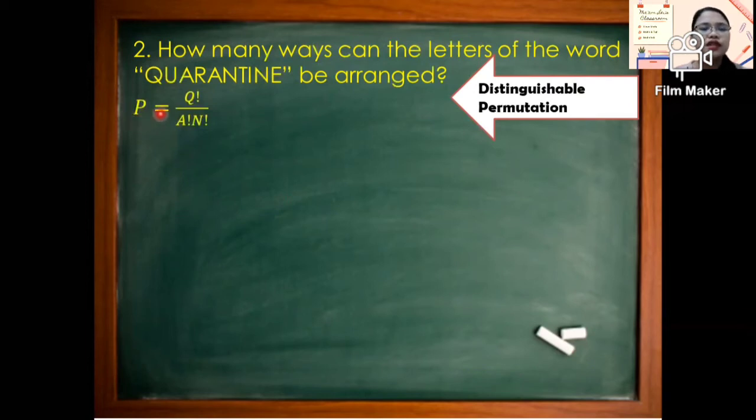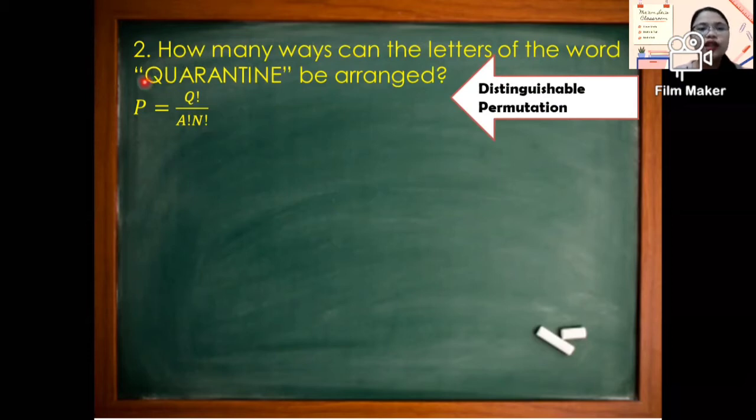Distinguishable permutation is equal to, ang ginamit ko is Q since ang gagamitin natin na word ay quarantine. So Q factorial over, meron ditong dalawang letter na nag-repeat. Yung letter na A, meron tayong dalawa, at yung letter na N, meron ding dalawa. So ang ginamit ko is A factorial and N factorial, para at least alam ko kung ano lang bibilangin ko.